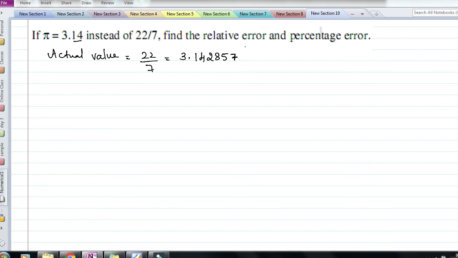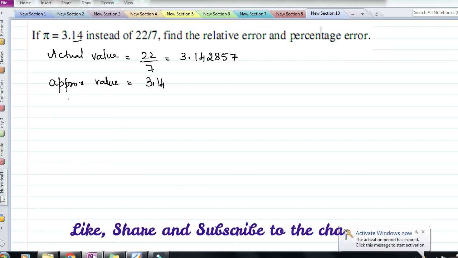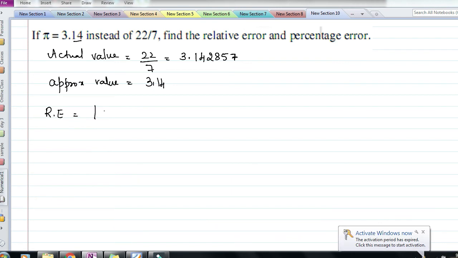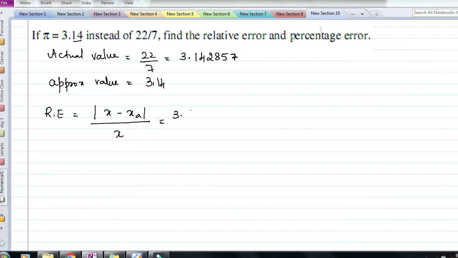Now what is the approximated value that is given? The approximated value is 3.14. So that is given in the question. So you are supposed to find the relative error and the percentage error. So what is relative error? Difference between actual value and approximated value divided by actual value. It is absolute error divided by actual value.